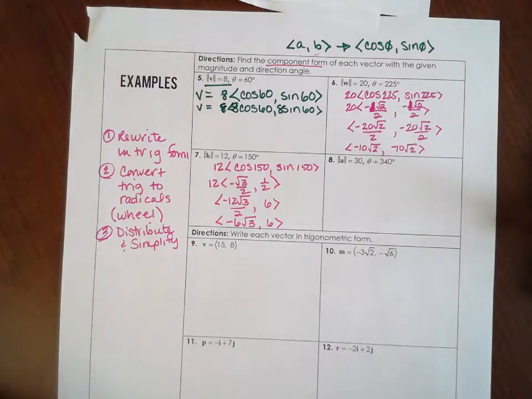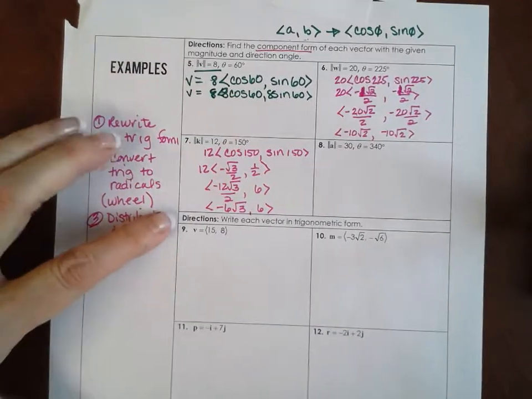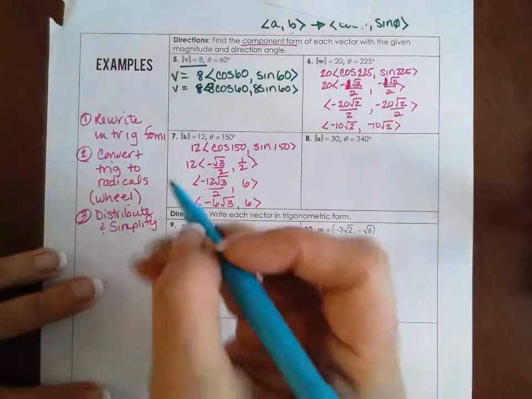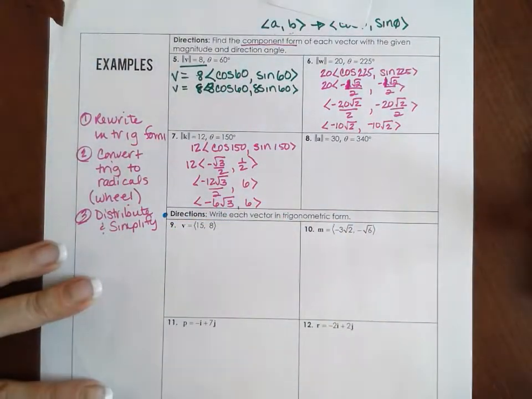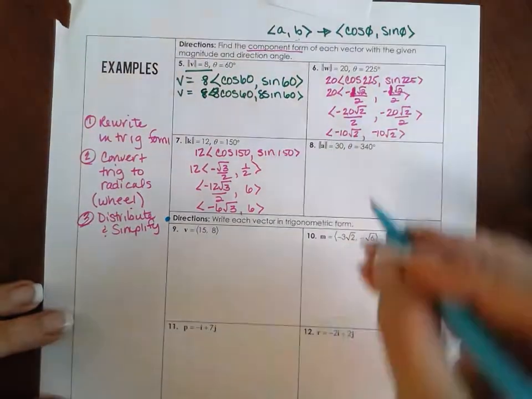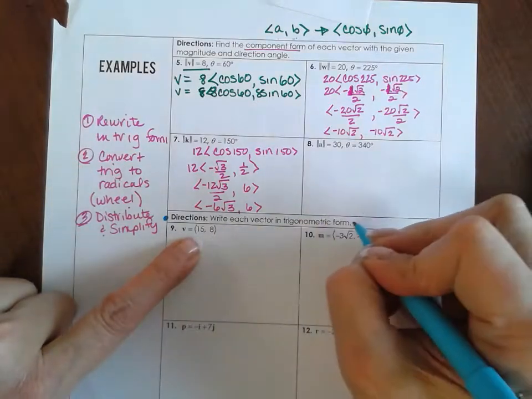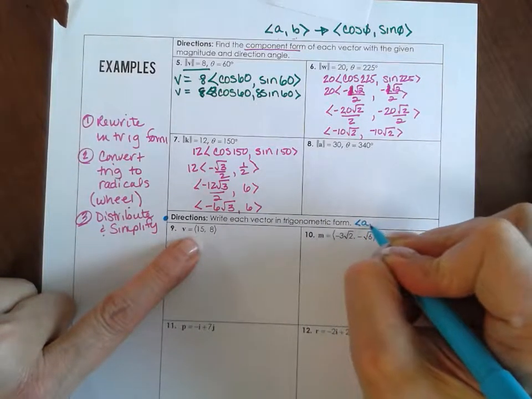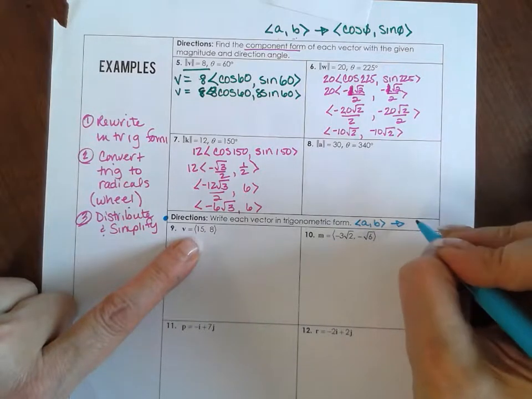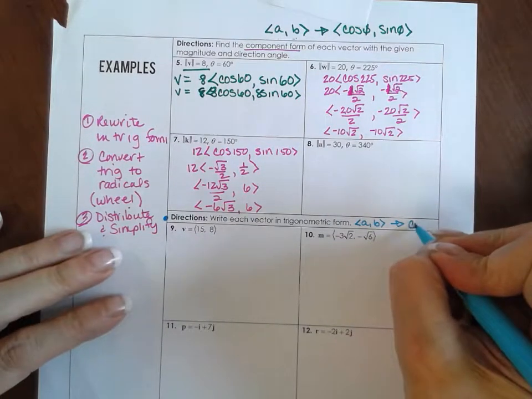Okay, so for the bottom part, are you guys good on those? Do you feel comfortable with those? Yes? Okay. Now, the second part here is basically the reverse. Okay, so we're going from AB and we want to put it back into the cosine form.